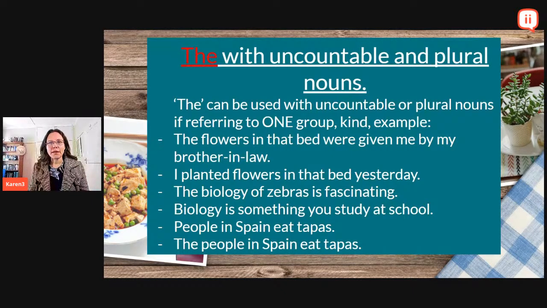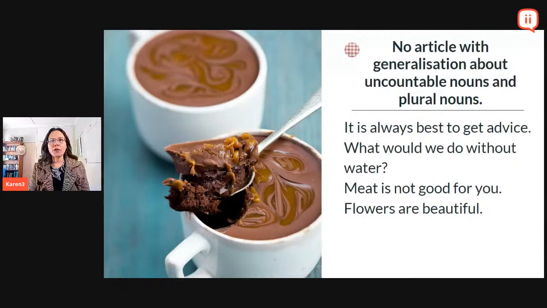Okay. Then, people in Spain eat tapas. That's fine. But the people in Spain eat tapas. Actually, when we're talking about a country, it tends to be a little bit interchangeable. But the brings it down to the modern day and age. It brings it down to this time. People in Spain is more generalized, it's over centuries, but the people in Spain is more current, but we use it interchangeably. So when you're talking about countries, you can change it, okay? Good.